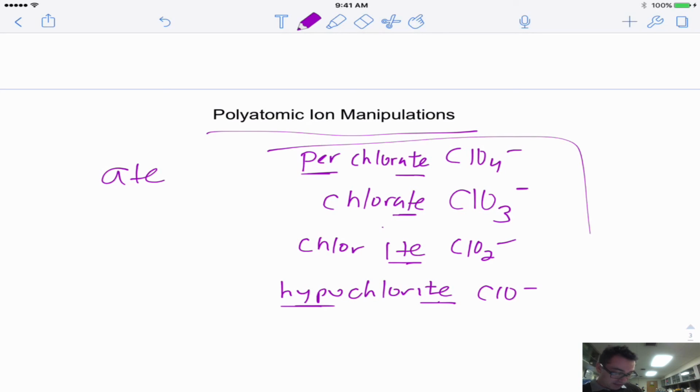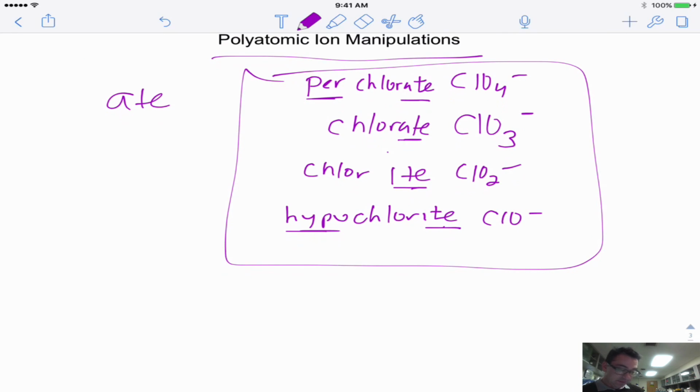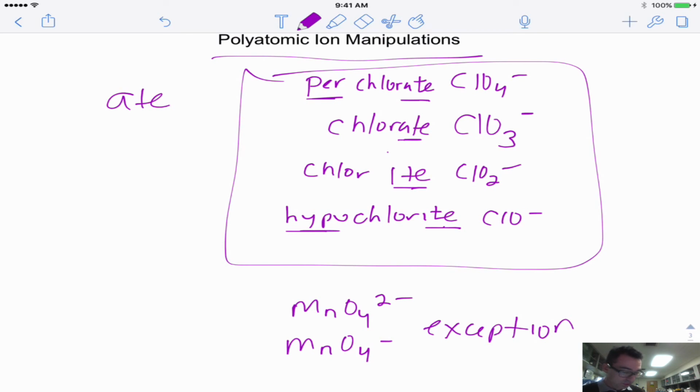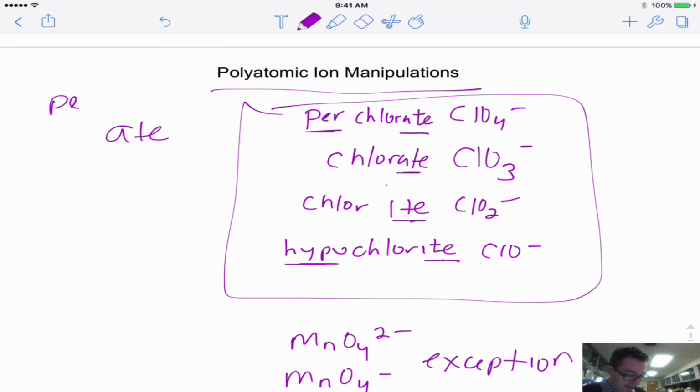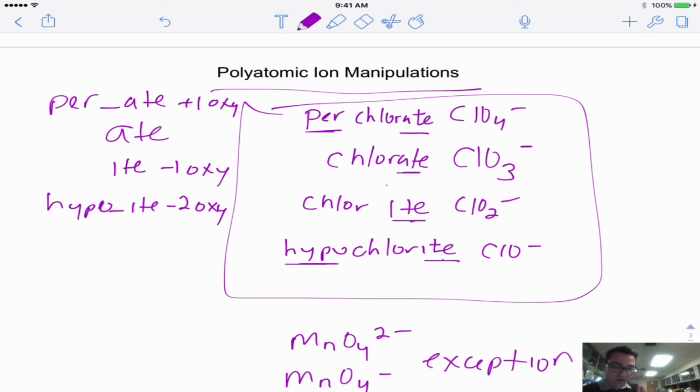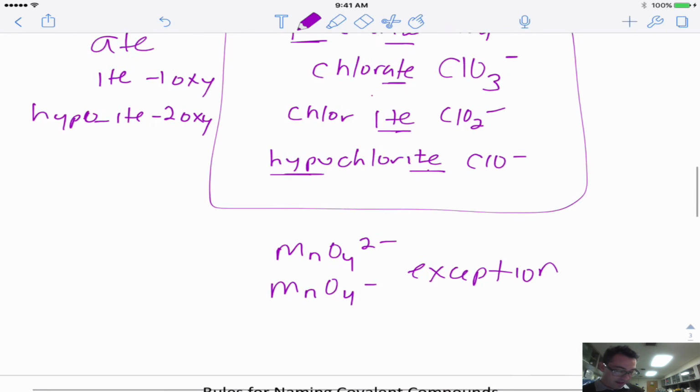You need to memorize these manipulations. Now, one important thing is be careful, because there's an exception to this. One of them is manganate and permanganate. Notice this exception here, it doesn't follow the rule. But in general, if we start with ate, perate is +1 oxygen. Ite is -1 oxygen. Hypoite is -2 oxygens. Generally, if you don't have any oxygens, then you're over here.